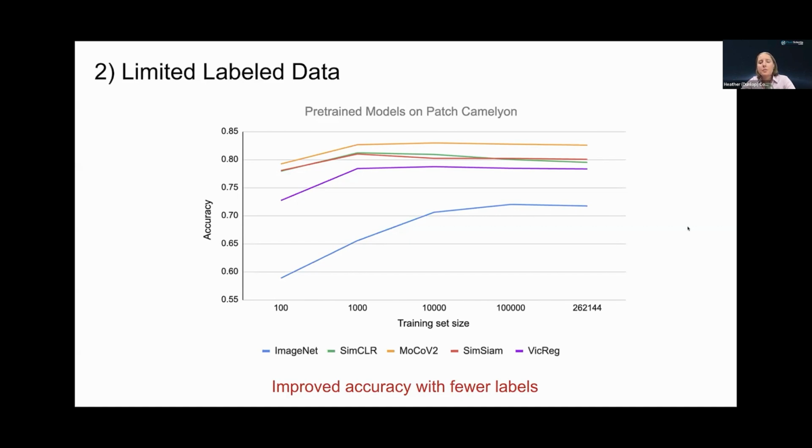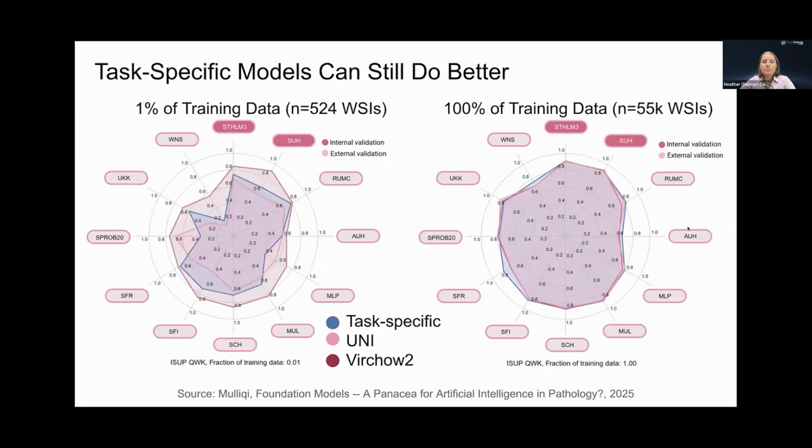And this is especially true at the left side of this graph, where you only have a few labeled training examples. On most benchmarks, pathology foundation models outperform training from scratch or using a foundation model from another imaging domain like ImageNet. But that's not always the case.